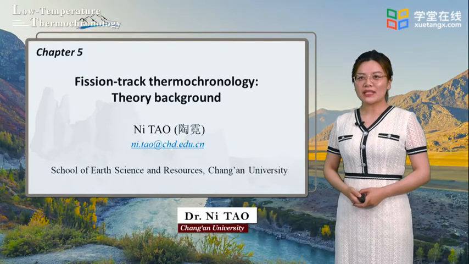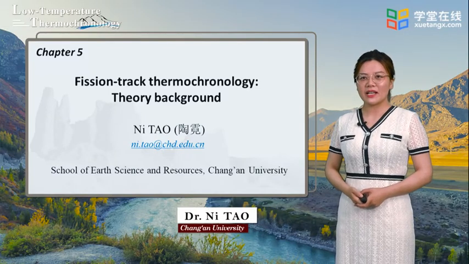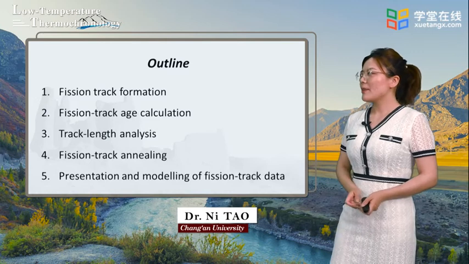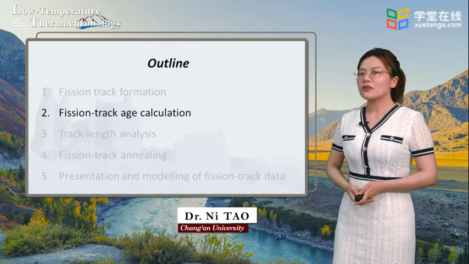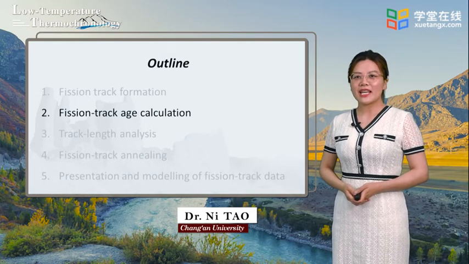Today, we'll be continuing with chapter 5. Last time, we learned section 1, fission track formation, and today we'll be going through section 2, fission track age calculation.